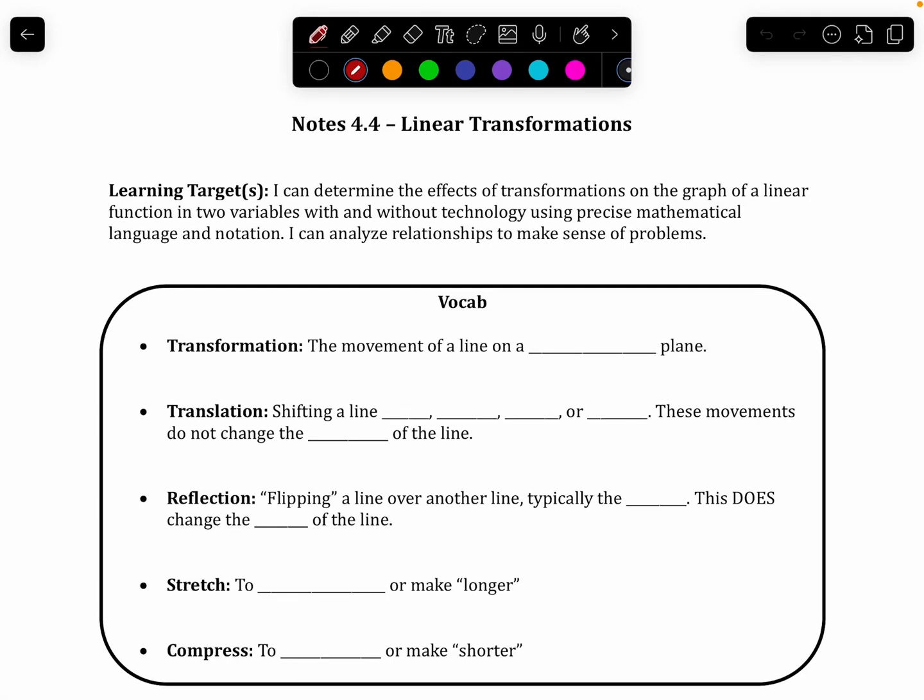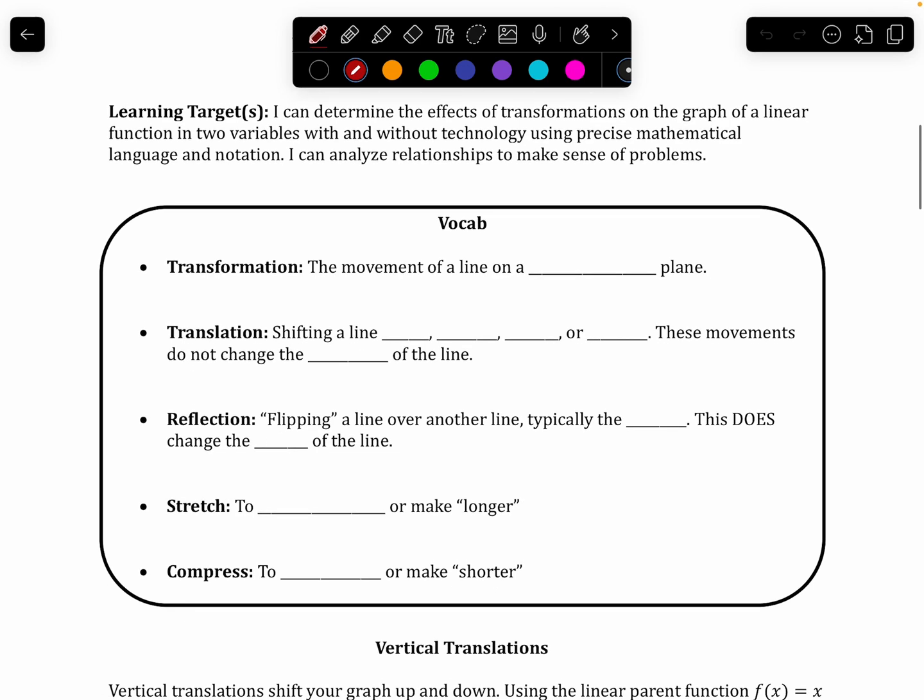Hello everybody. On the notes that we have for today, we're going to be talking about 4.4, which are linear transformations. Our learning target is I can determine the effects of transformations on the graph of a linear function in two variables with and without technology using precise mathematical language and notation. I can analyze relationships to make sense of problems.